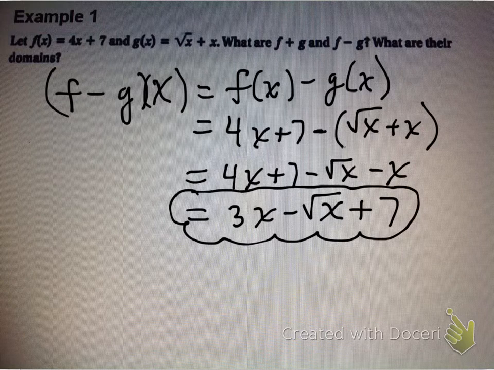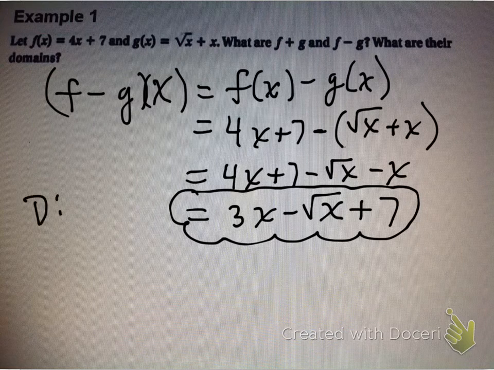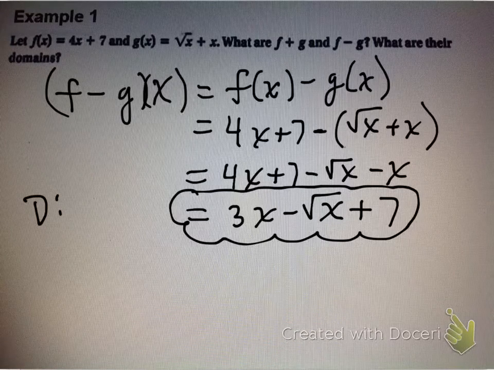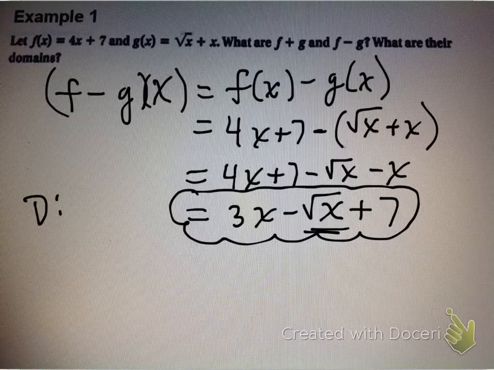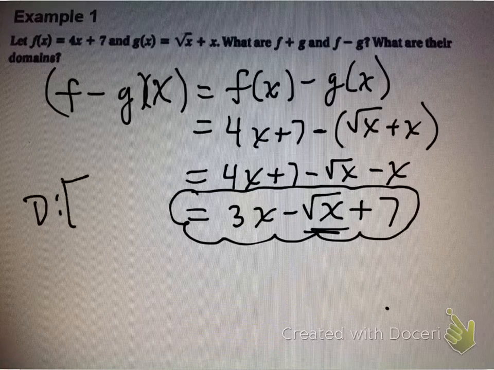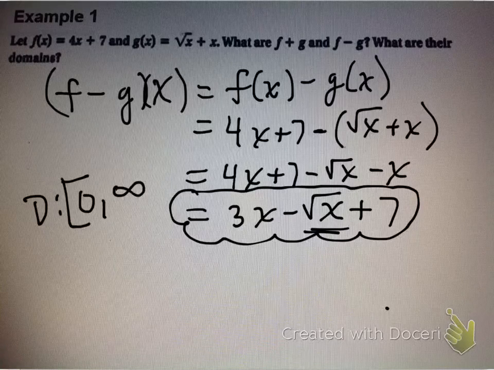Alright, so we just found f minus g of x. Now, to finish the problem, we just have to find what the domain is. Similar to the last problem, when we found f plus g of x, we noticed the square root. We can't have negative square roots, and so the domain is going to be the interval from 0 to positive infinity again.